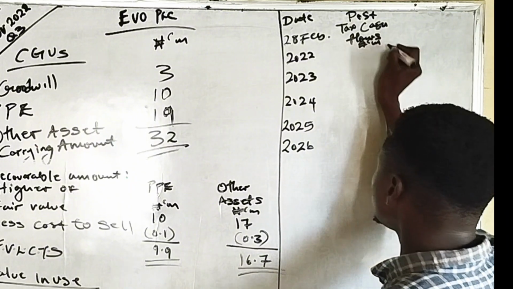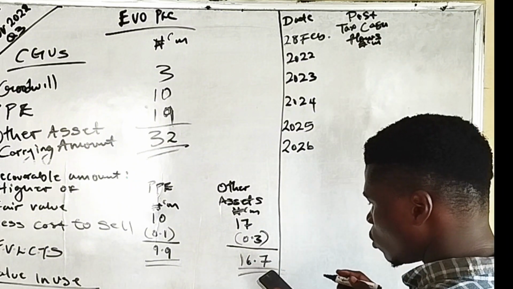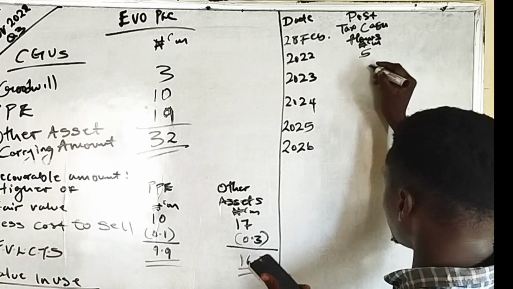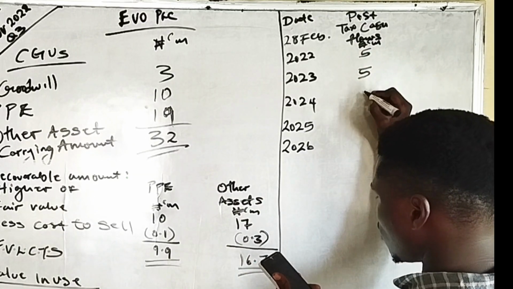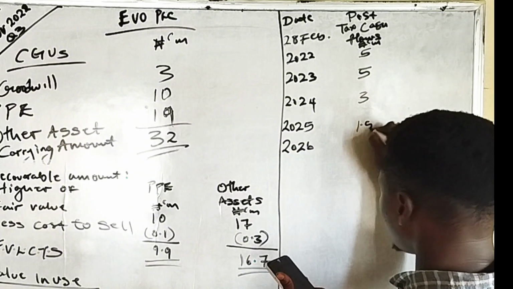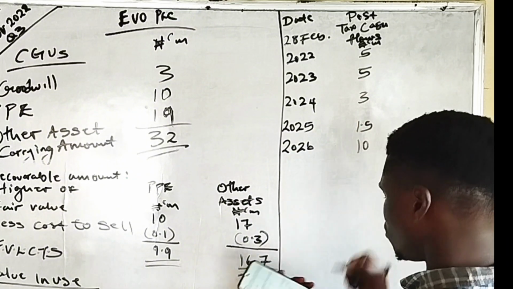The post-tax cash flows are also in millions. We're given for 2022 we have 5 million. For 2023 we also have 5 million. Then we have 3 million. Then we have 1.5 million, and we have 10 million.